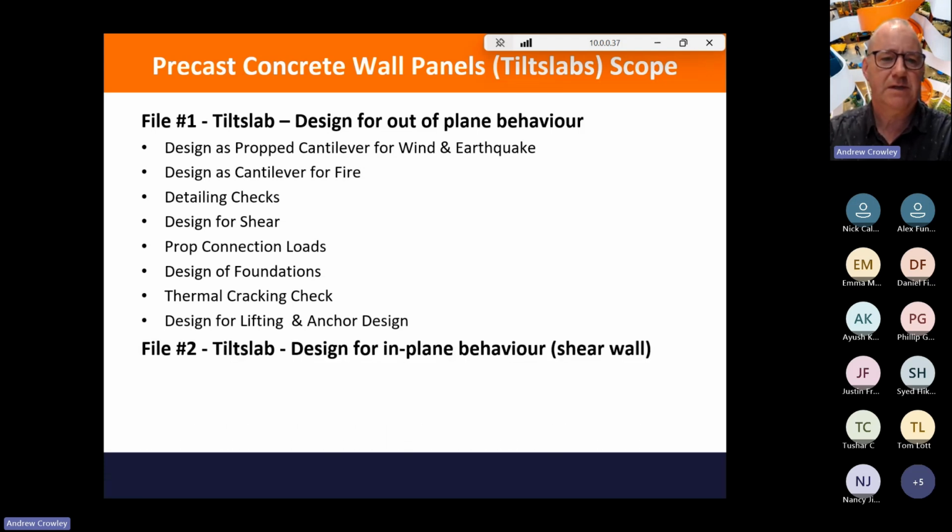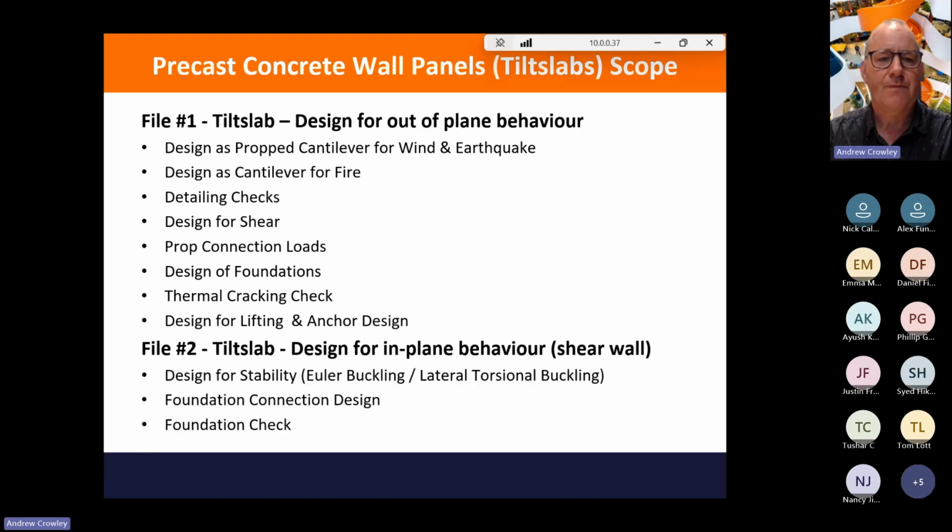The second file goes into the design for in-plane behaviour. That says you can use a tilt slab as a shear wall. First of all, we'll look at the stability, i.e. Euler buckling and lateral torsional buckling. We'll also have a look at the foundation design, connection checks, and so on.